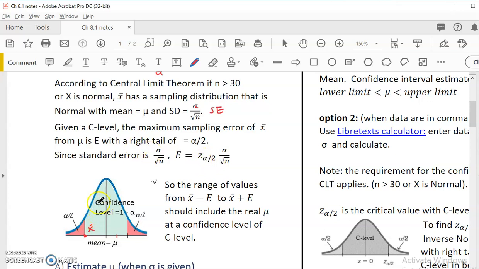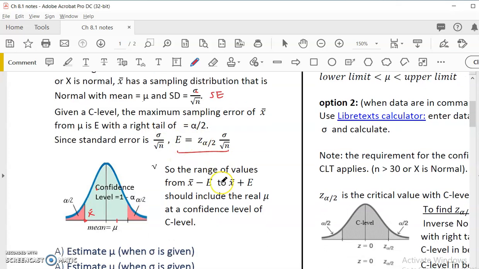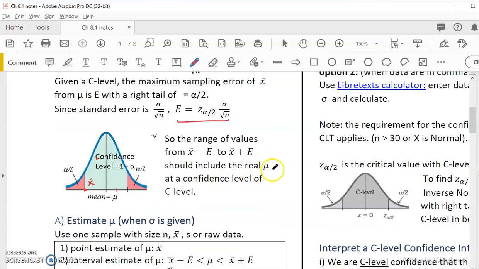Because if the middle is the confidence level, the two tails together are alpha. So each of the two tails will be alpha over 2. So this z tick mark would be z alpha over 2 times sigma over square root n. And this is the maximum error my X bar will have. So that means if I want to find mu, I just have to add my X bar to this number or minus it. Then I will cover the real mu.